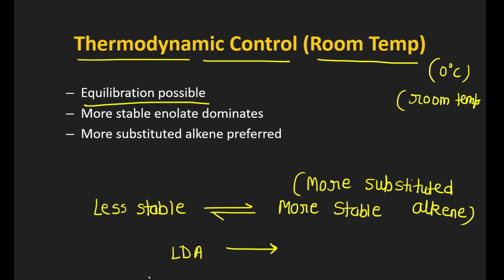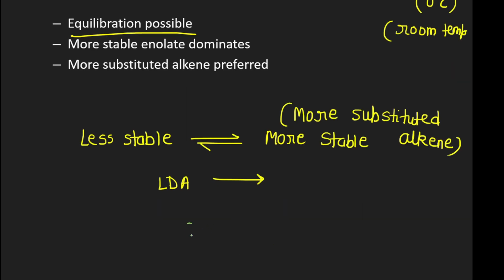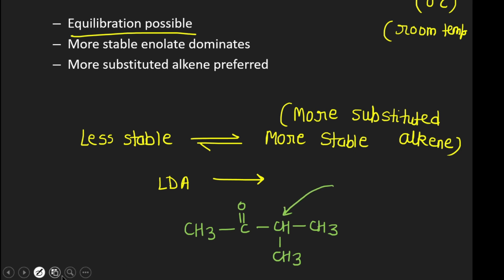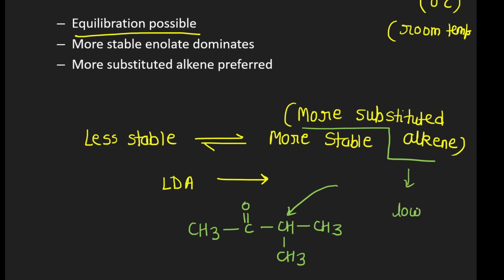Meaning to say, if you have given the same ketone again in this manner, then now the LDA will choose the proton from here. Okay, it will attack and take this proton and form the more substituted alkene, because this alkene is lower in energy, so it goes towards this side.